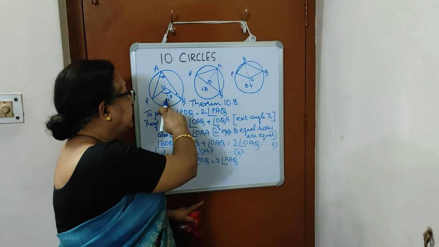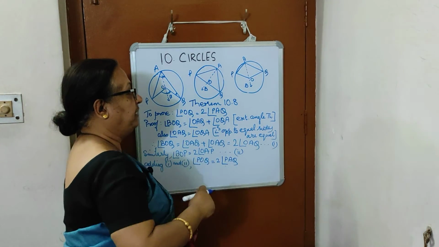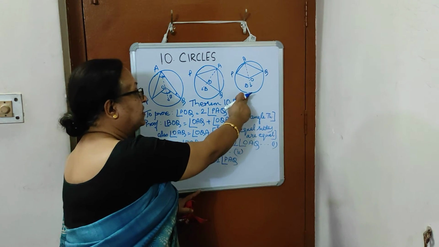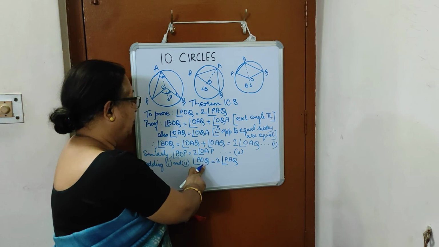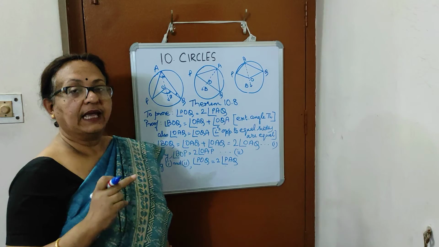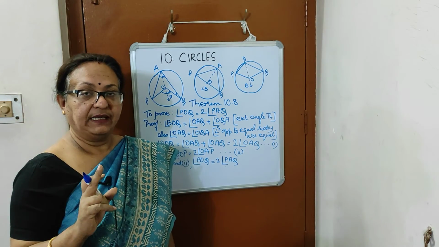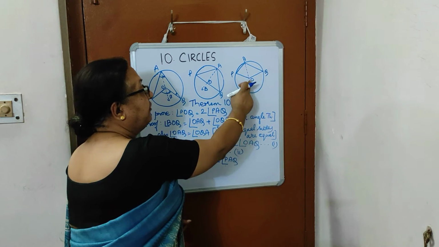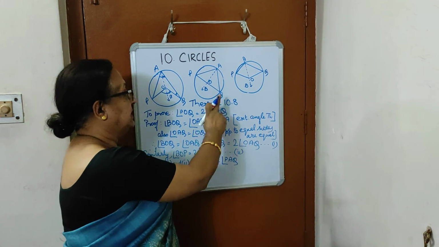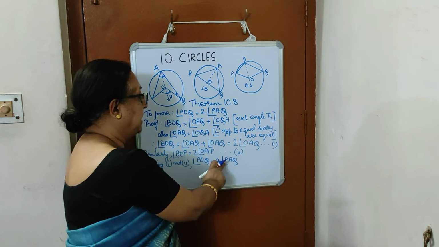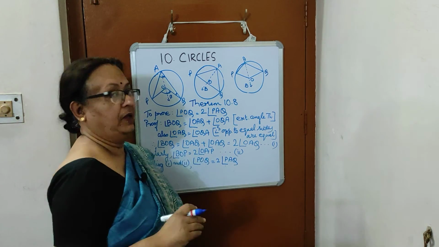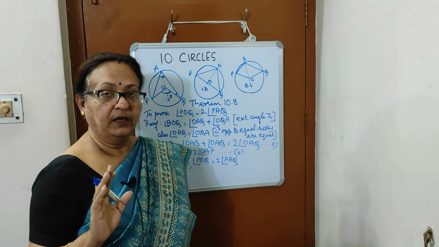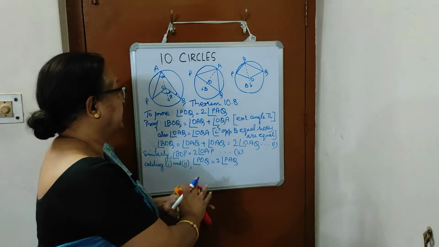So the proof remains the same for all the three figures, only for the last figure, instead of angle POQ, you will write reflex angle POQ. You know what is reflex angle? So this angle is reflex angle POQ. So reflex angle POQ is equal to twice PAQ. Understood, children? Okay, now let's see another property.